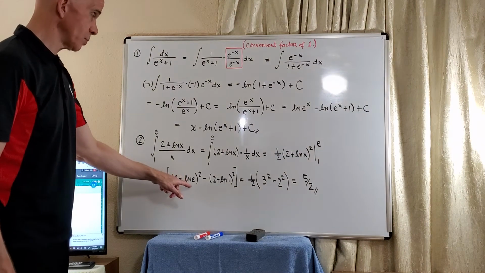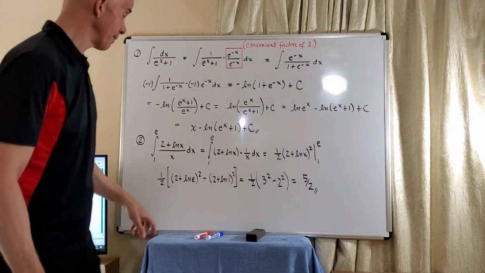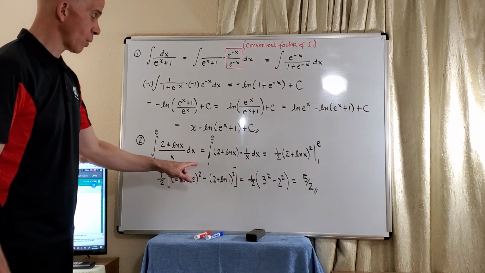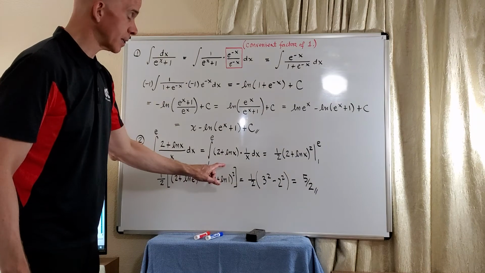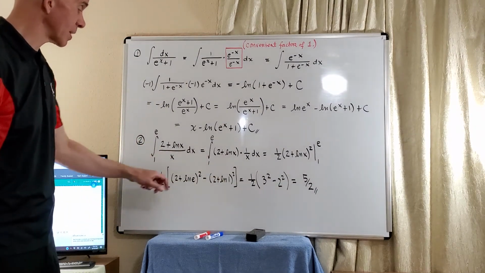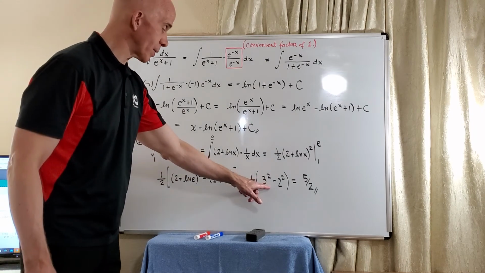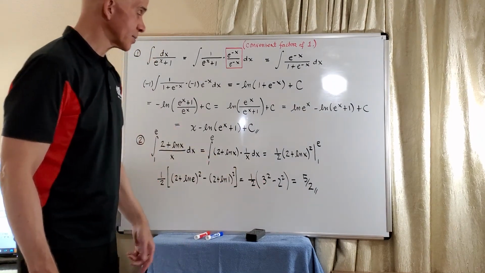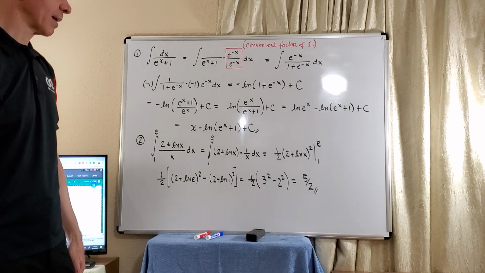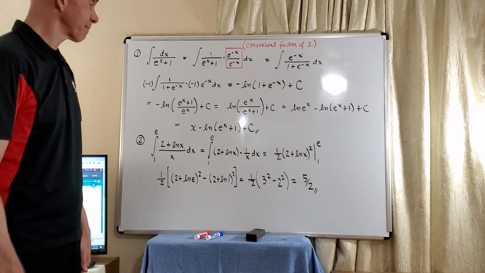Okay, when we substitute e, go ahead and factor the 1/2 just to get it out of the way. So we have 2 plus ln of e quantity squared minus, and substituting the 1, 2 plus ln of 1 quantity squared. Okay, of course, the ln of e is 1, so that'll give us a 3 squared, and the ln of 1 is 0, and that'll give us a 2 squared. And so 9 minus 4 is 5, and divide by 2, and we get an answer of 5/2. And we are done.